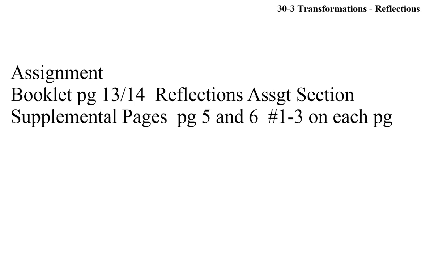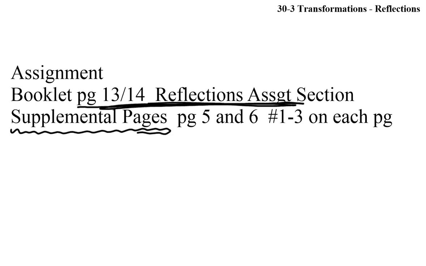Finish, please, the booklet, page 13 and 14, the reflections assignment section. I think there's only 2 questions in there. Please remember, in the Google Classroom, there is a supplemental pages document. Please work on page 5 and 6. Just doing 1 to 3 on page 5 and 1 to 3 on page 6. So a few extra questions.